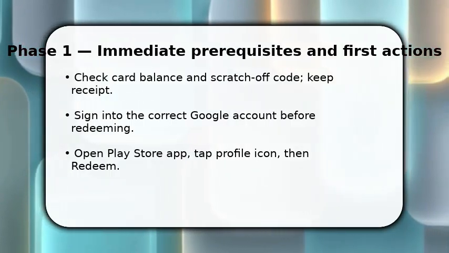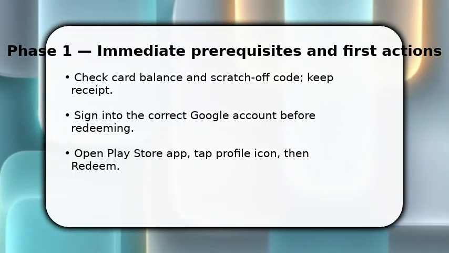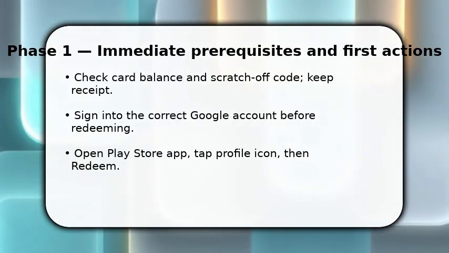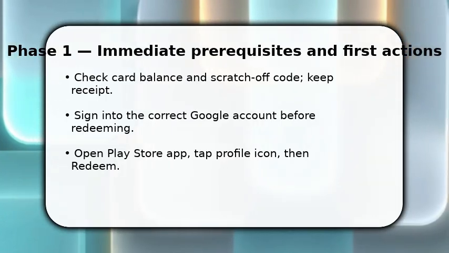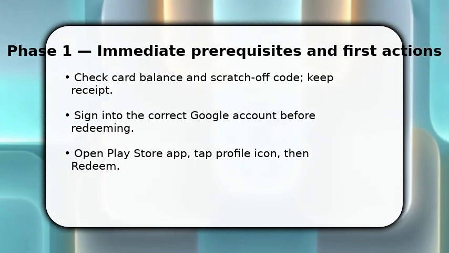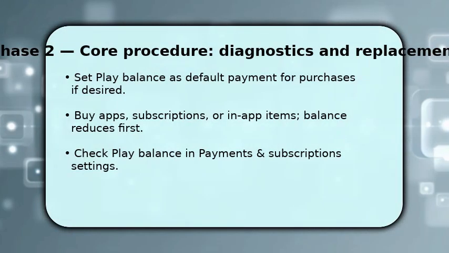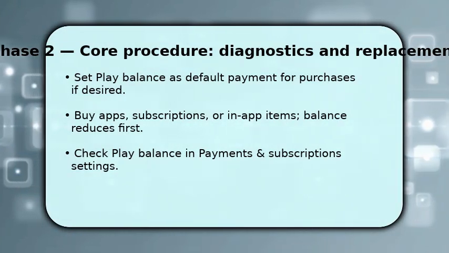Next, choose Redeem, enter the 16-digit code exactly as printed, and tap Confirm. This immediately adds the value to your Google Play balance, so avoid typos and check for similar characters like O versus 0. Once the credit posts, decide how you'll use it: apps, subscriptions, movies, or in-app purchases.